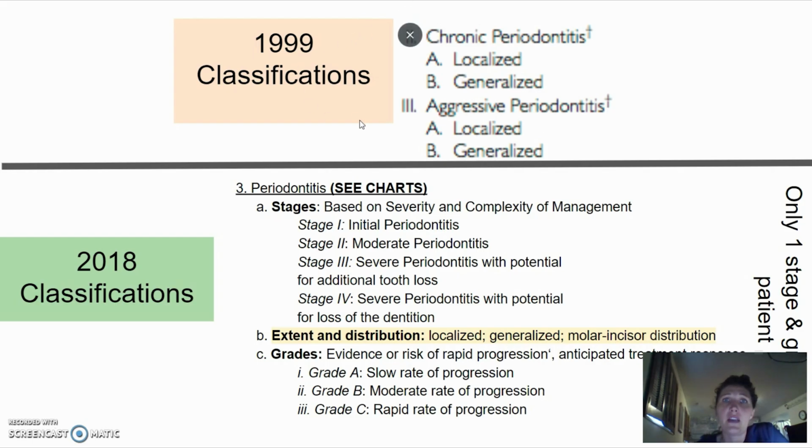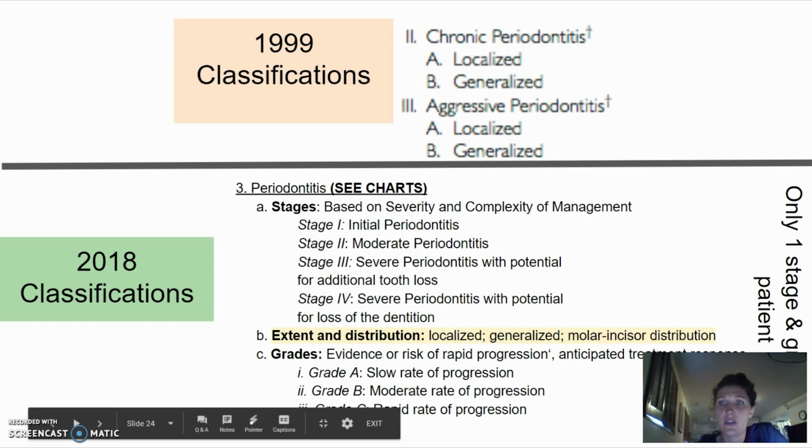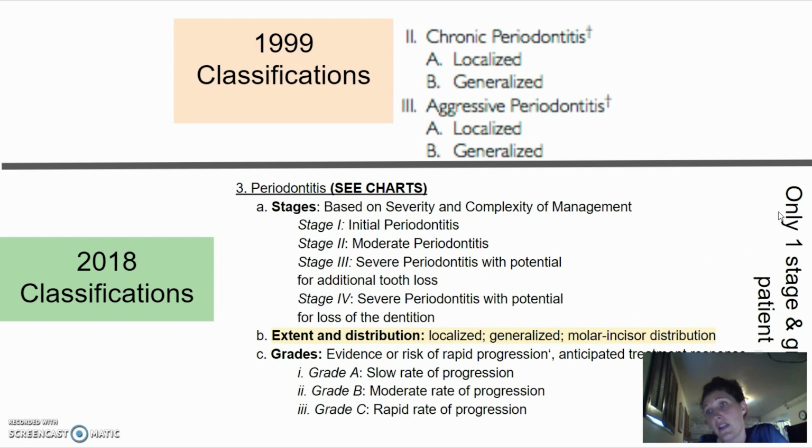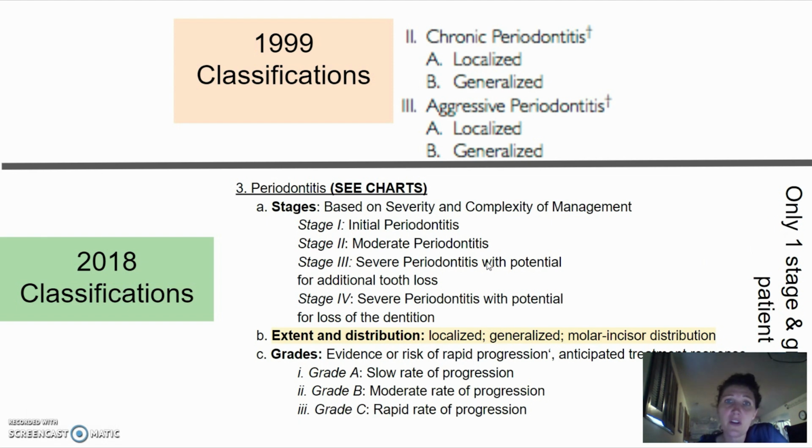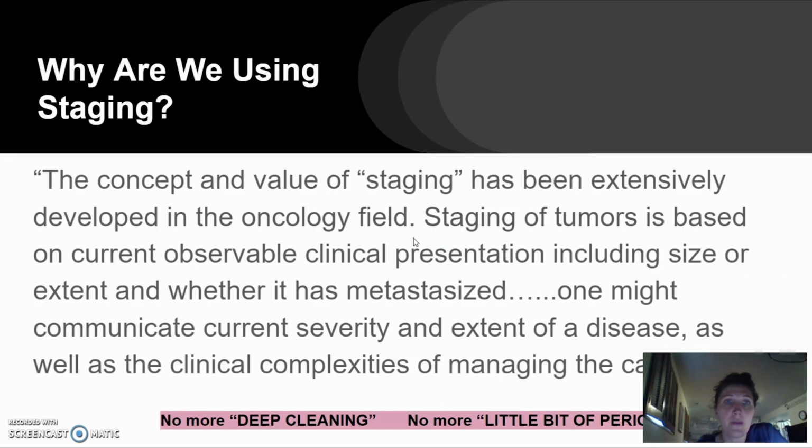Here are the 1999 classifications. Here are the 2018 classifications. And I'll show you here in just a few minutes that you're only going to give one stage and grade per patient. So even if one tooth has severe periodontitis with additional teeth to be lost, stage 3, even if it's one tooth. If most of their teeth are in stage 1, but they have one tooth that's in stage 2, we're going to say stage 2, even if it's one tooth. So we'll go over that more here in just a moment.